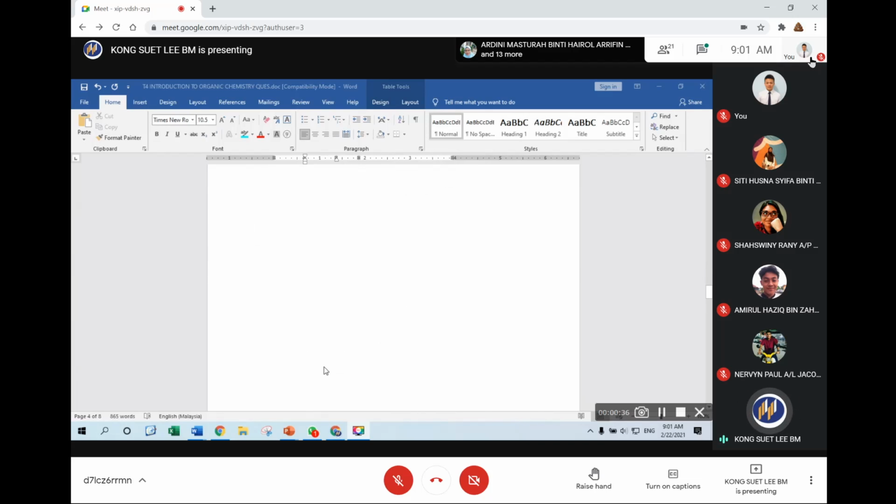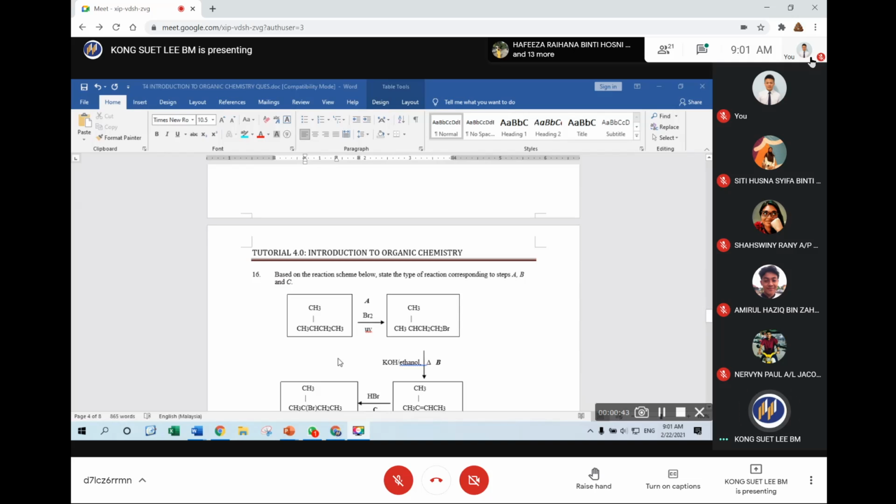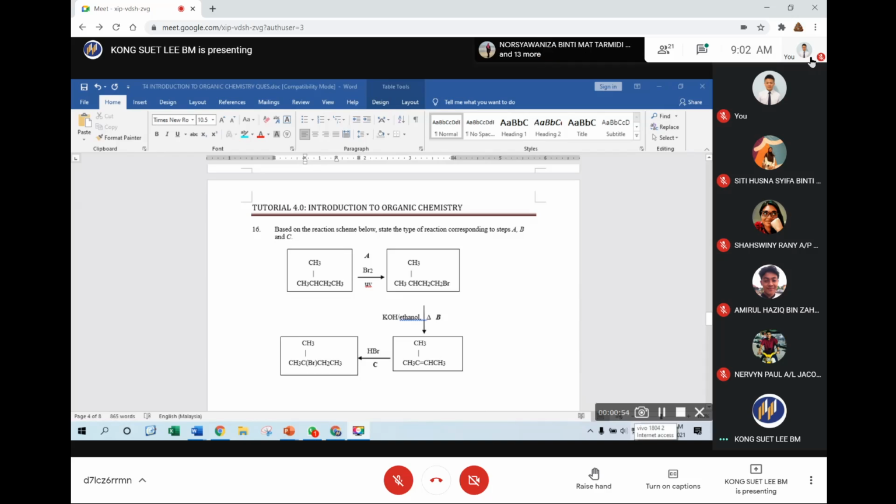Okay, how about question 16? What is the A? Simple. Free radical substitution. Yes, correct. How about B? Single bond become double bond. Elimination. Yes. The last one, double bond becomes single bond, addition. So what type of addition? Carbon-carbon double bond, nucleophilic side. Electrophilic addition. Yes, electrophilic addition.